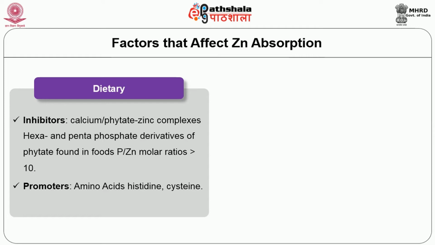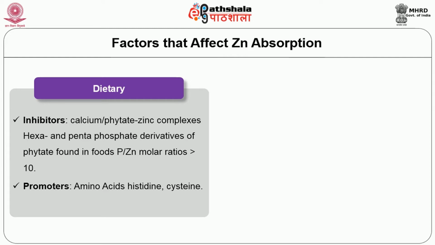Then there are phytates. Phytates are normally present in most of the pulses, and they also inhibit absorption of zinc. A molar ratio of phytate to zinc of more than 10 is supposed to be a very inhibitory diet. It inhibits absorption of zinc, and that can lead to deficiency.